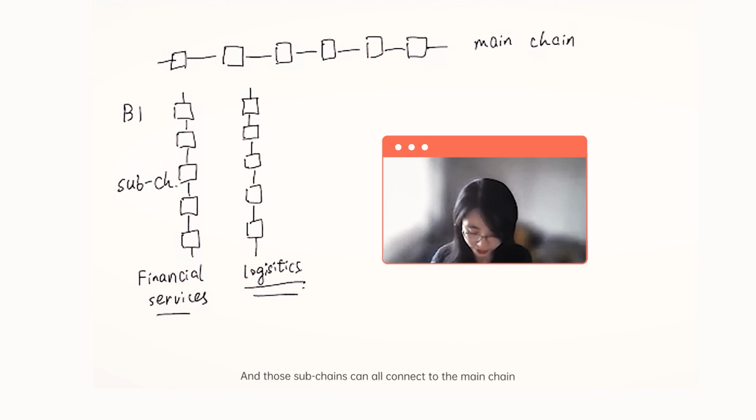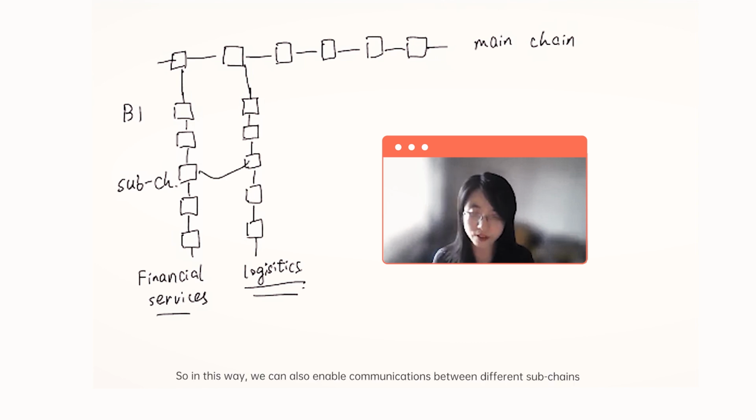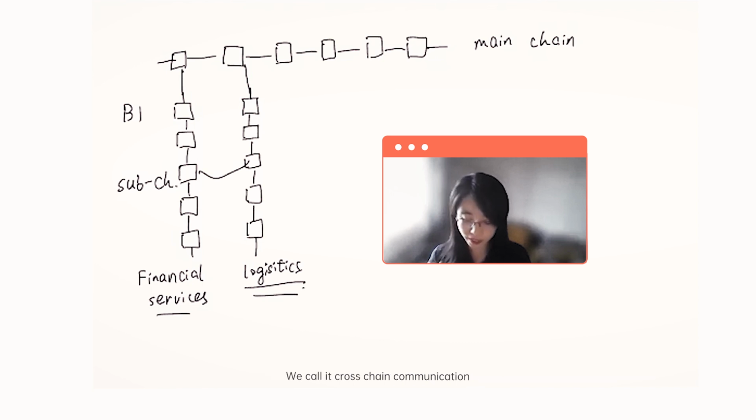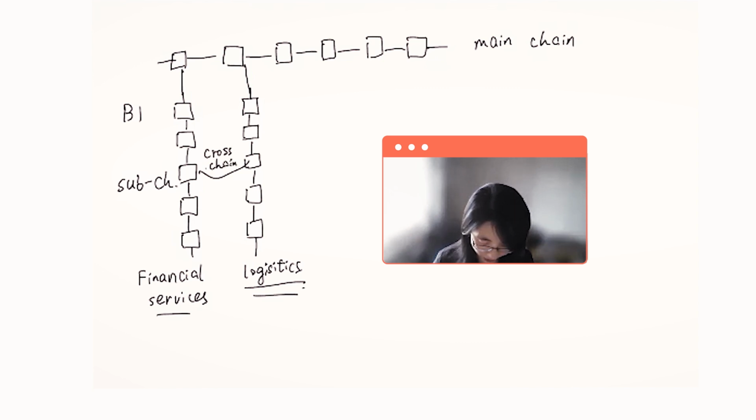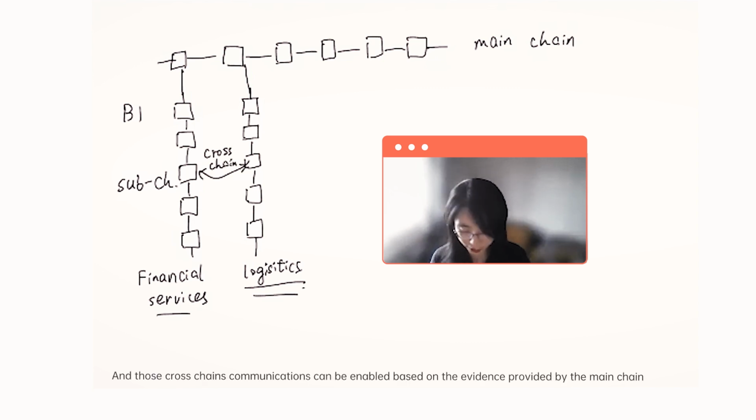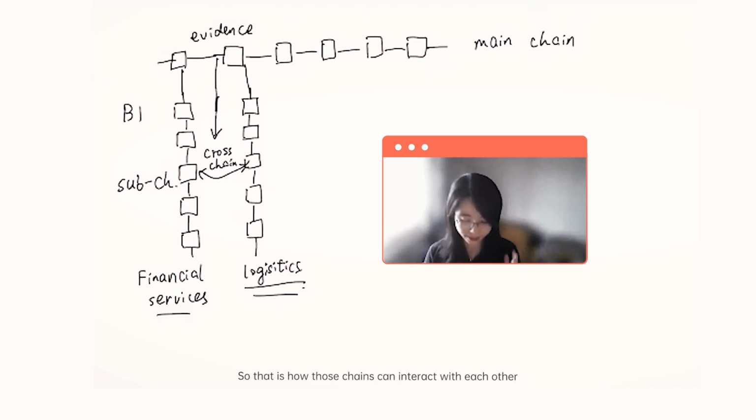And those subchains can all connect to the main chain. So in this way, we can also enable communications between different subchains. We call it cross-chain communication. And those cross-chain communications can be enabled based on the evidence provided by the main chain. So that is how those chains can interact with each other.